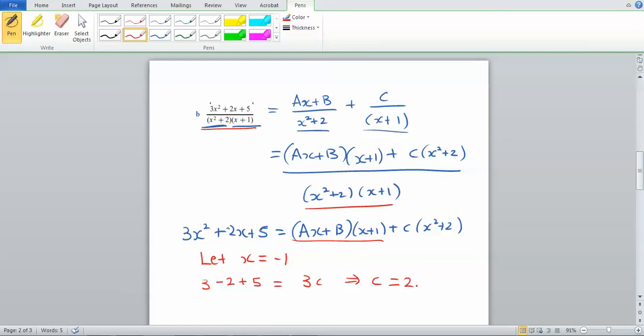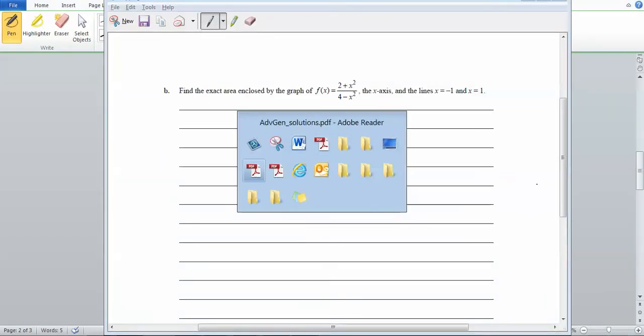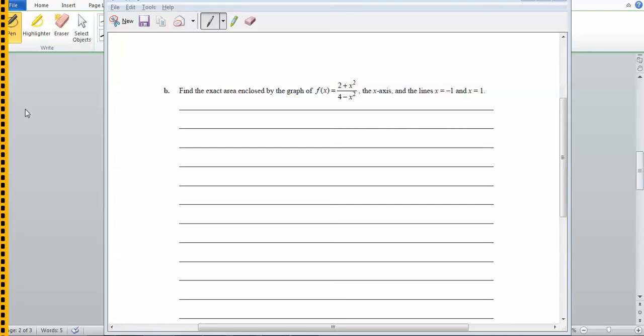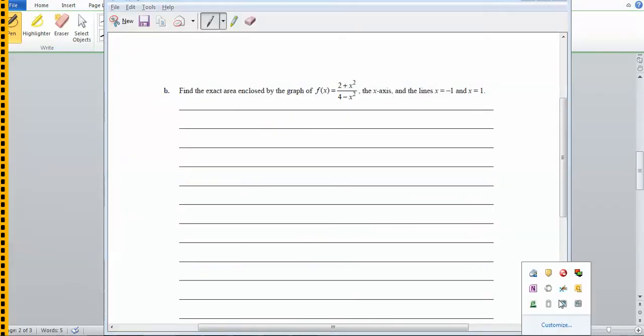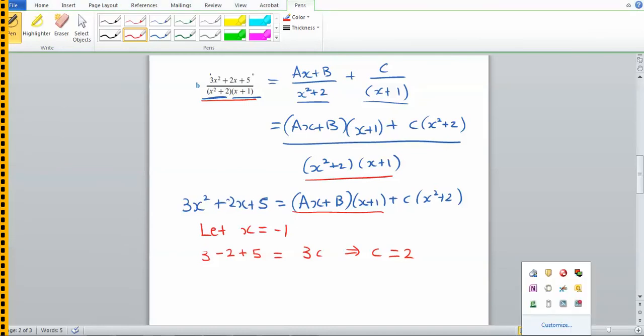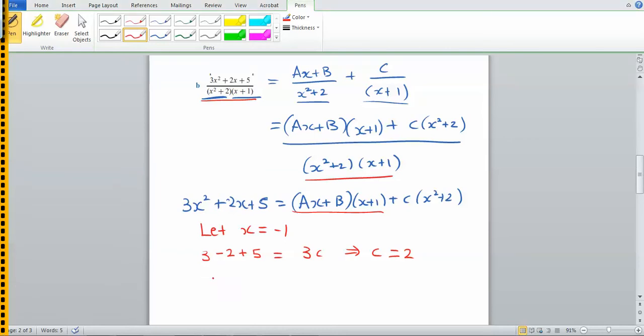So we now know what c is, but we need to find what a and b are. So how do we do that? Well, let's work out how we do that. The next case would be, it makes sense, wouldn't it, to just let x equal 0, because that way this ax is not going to equal anything because x is equal to 0, and then we can just solve for b.